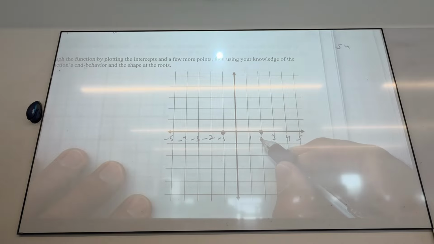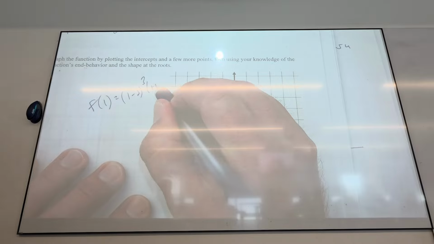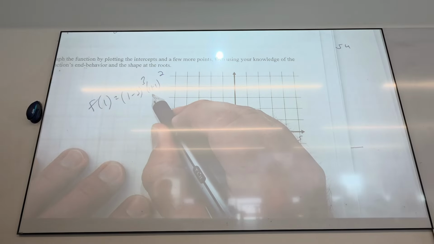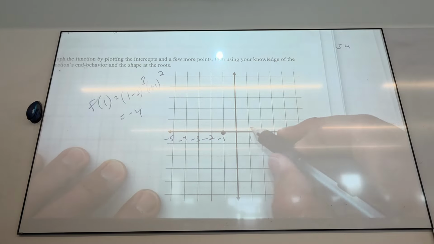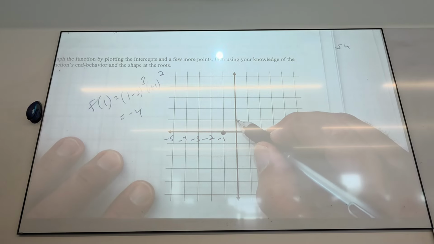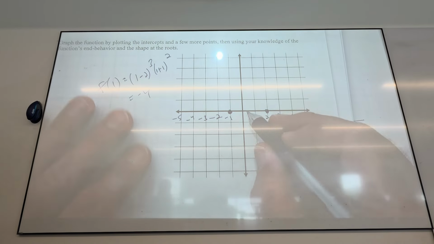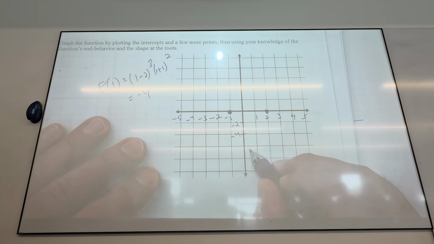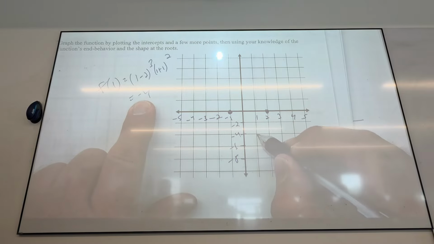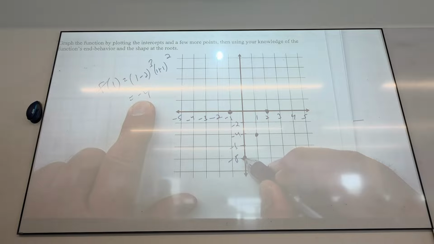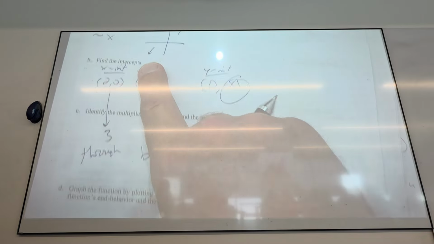So if I figure out what f of 1 is, you'll get 4 times negative 1 is negative 4. So now I can make my scale for my y-axis. I just got to go all the way down to negative 8, so I'm going to go by 2's. So then I know f of 1 is negative 4. I've got my y-intercept, and my end behavior tells me how to start.